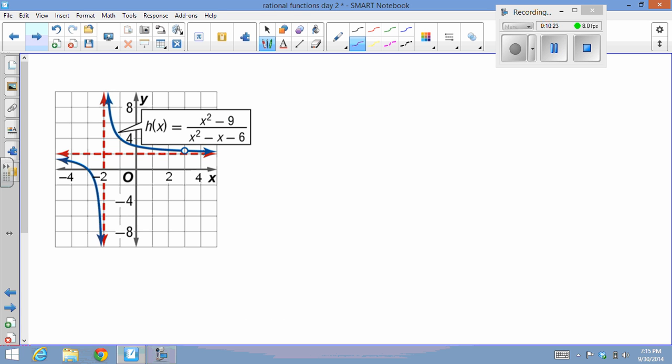That should be pretty easy. That's all we're going to be doing with graphs of rational functions. Now we're going to sort of switch into solving equations. There's a couple of different ways that you could do solving equations. So let's look at the first one.